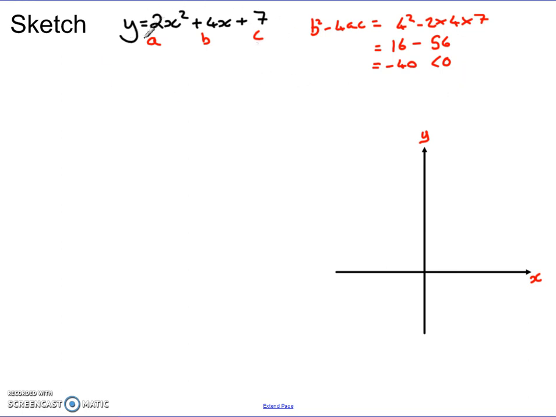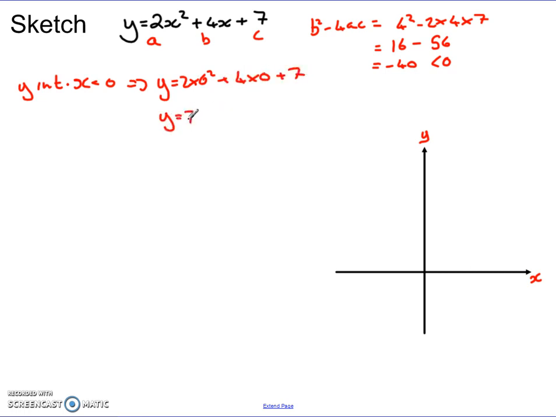So for this one, we still have to calculate the turning point. We still have to calculate the y-intercept. That can easily be done. Our y-intercept is still done the same way. We still set x equal to 0, and we still plug it in. So we get y equals 2 times 0 squared plus 4 times 0 plus 7.